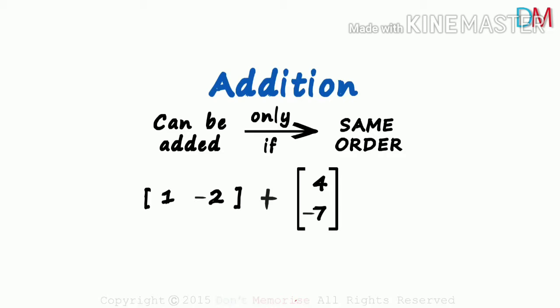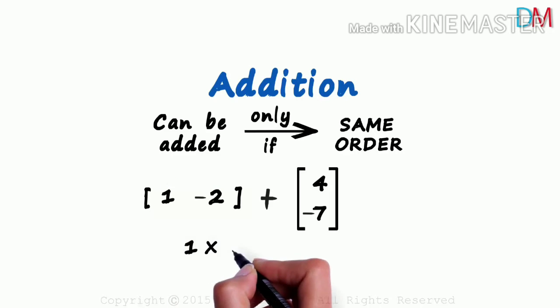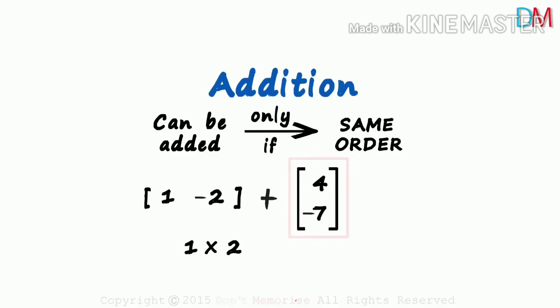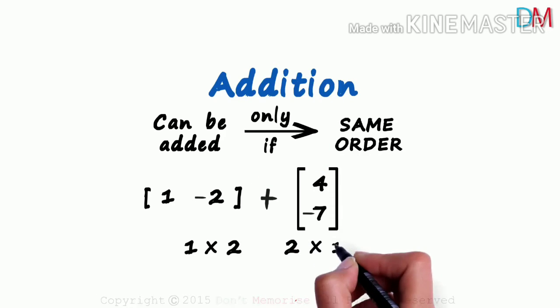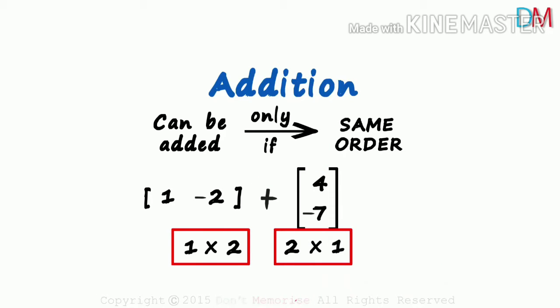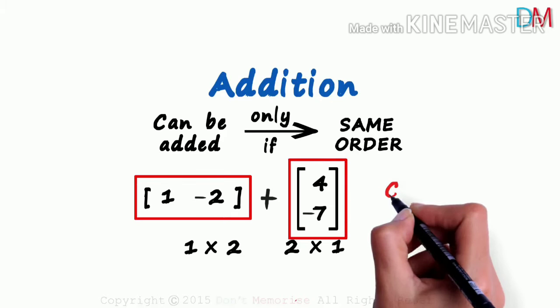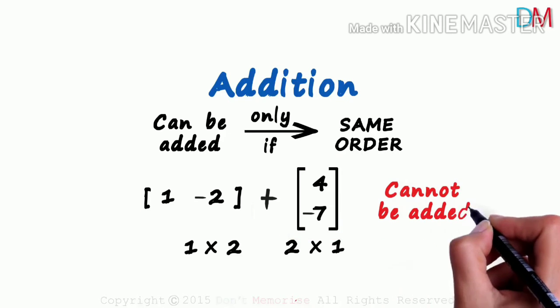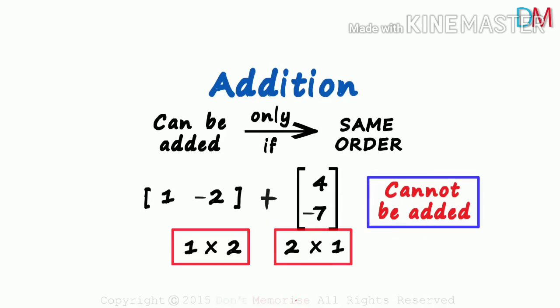To know if they can be added, we need to look at their orders. The first matrix has 1 row and 2 columns. Its order will be 1 by 2. And the second matrix has 2 rows and 1 column. Its order will be 2 by 1. Are the orders the same? No, they are not. This tells us that these two matrices cannot be added. Orders different, cannot be added.